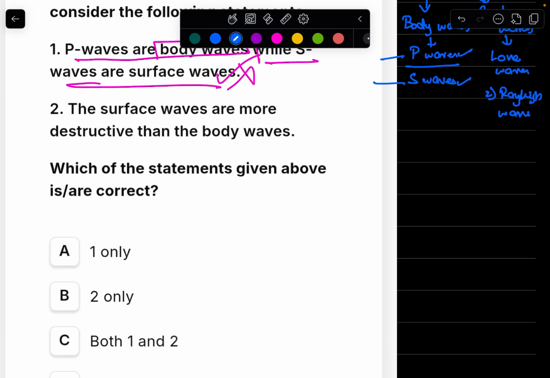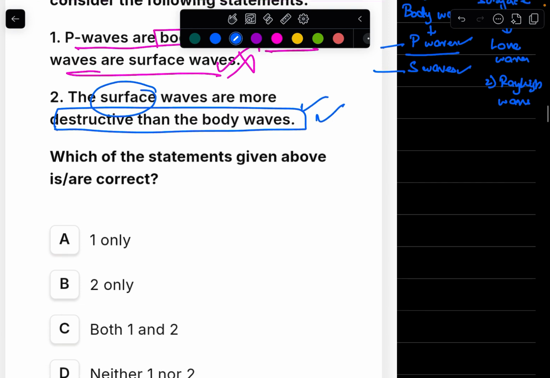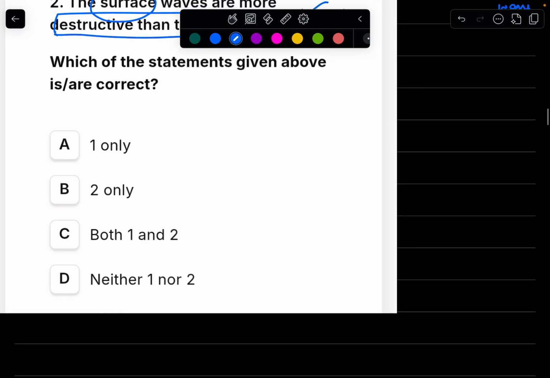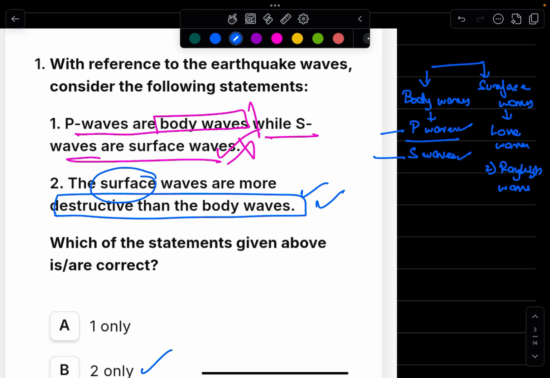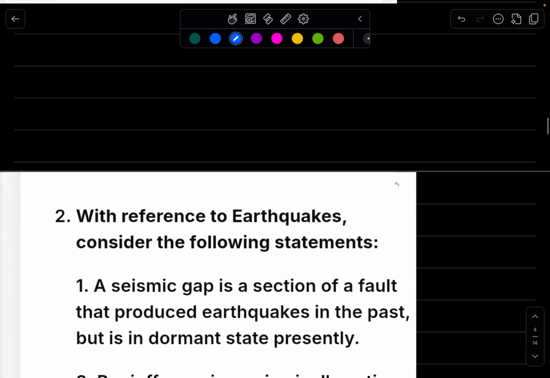The surface waves are more destructive than the body waves. Surface waves, yes, they are, Love waves and Rayleigh waves, they are much more destructive than the body waves. So this is correct. So the first is incorrect, the second is correct. The correct answer will be 2 only. Woohoo for those who have answered it correctly. No worries for those who have answered it incorrectly.